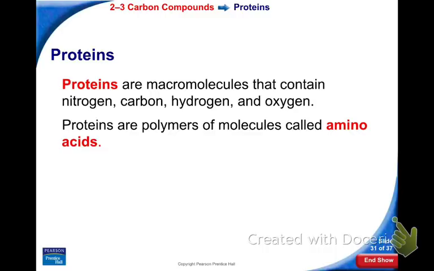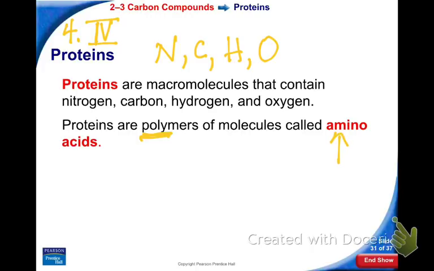Proteins. This is category 4. Okay, and this is how we write 4 in Roman numerals. The V is a 5, and you put a 1 in front of it to make 4. Okay, proteins: macromolecules that contain nitrogen, carbon, hydrogen, and oxygen. These are large polymer molecules, made of monomers. The building block of this is an amino acid.